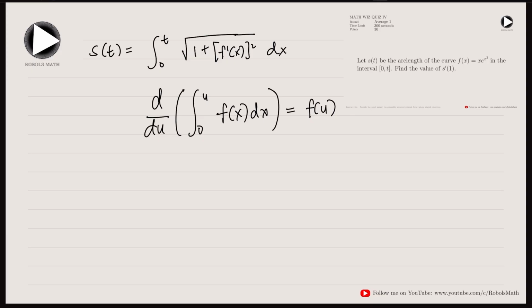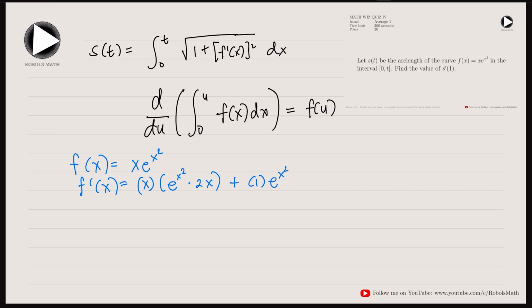So first we establish s of t for the given curve. We are given that f of x is equal to x e to the x squared. So f prime of x, by the chain rule and product rule, is equal to x times the derivative of e to the x squared, which is itself times the derivative of the exponent, that's 2x, plus the derivative of x, which is 1, times e to the x squared. So this is f prime of x.